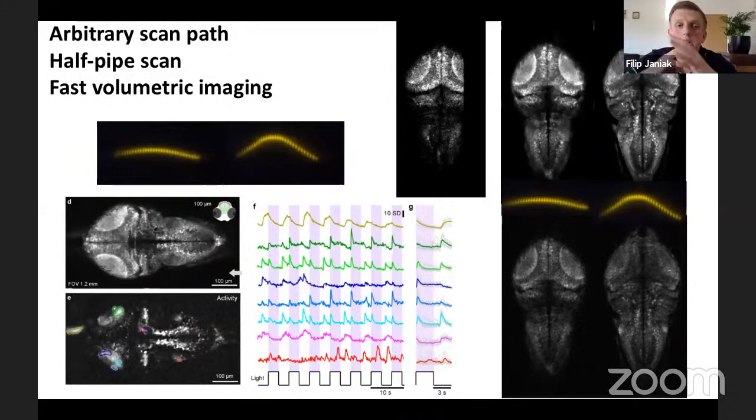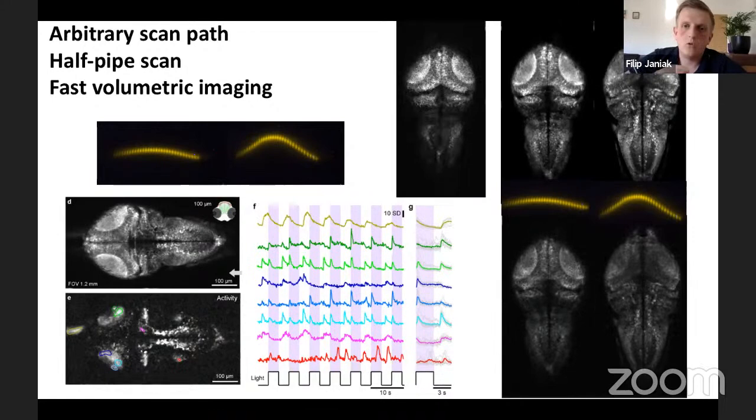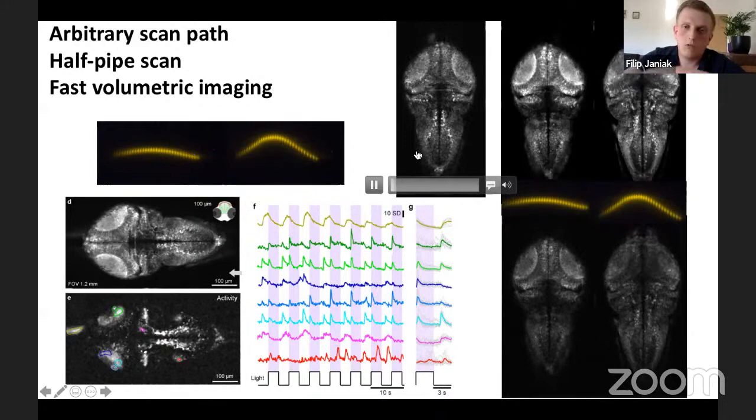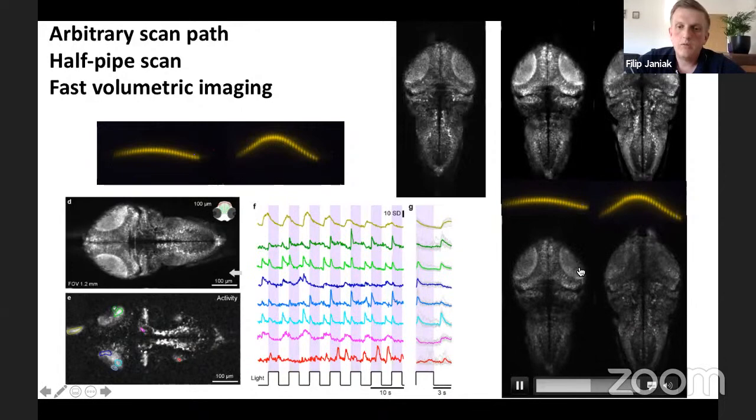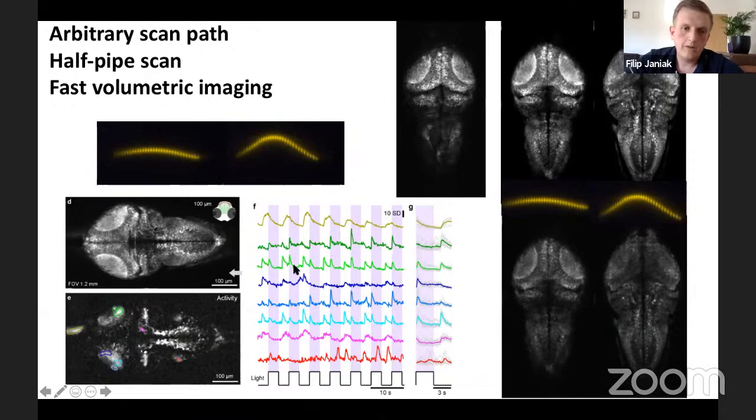If we're talking about bending of the imaging plane, this is a great example. What we are doing here is recording from the entire zebrafish brain. And to better track the anatomy of the optic tectum, we decided to bend our field of view into a half pipe. So this is the recording frame by frame. We record one frame, and after that simply jump to the other frame. And below you can see those frames after reconstruction, the activity in both of them, and the traces. How does it look?